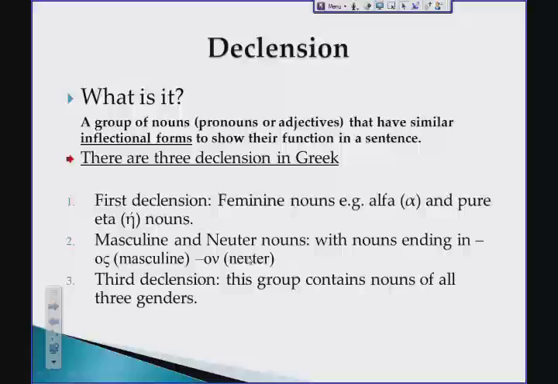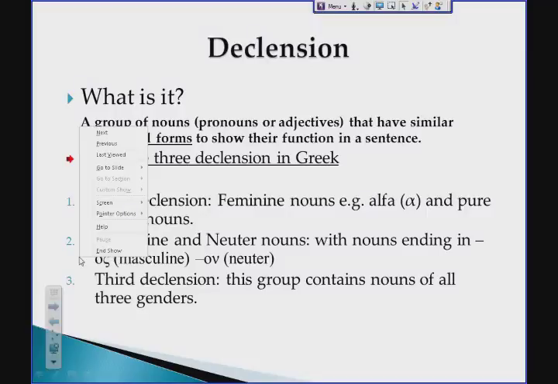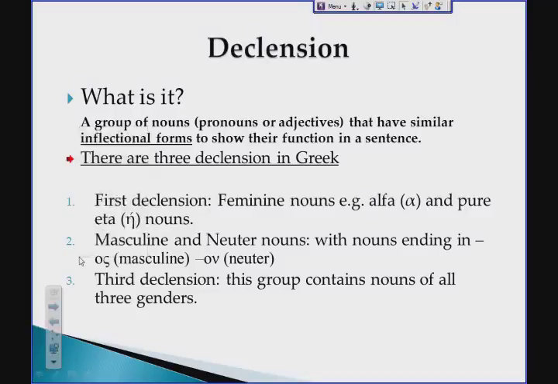It is easier to identify the first declension and the second declension. But then the third declension, this group contains nouns of all genders. But then, remember our main target. How are you going to identify them? Look at the endings, the inflectional forms.